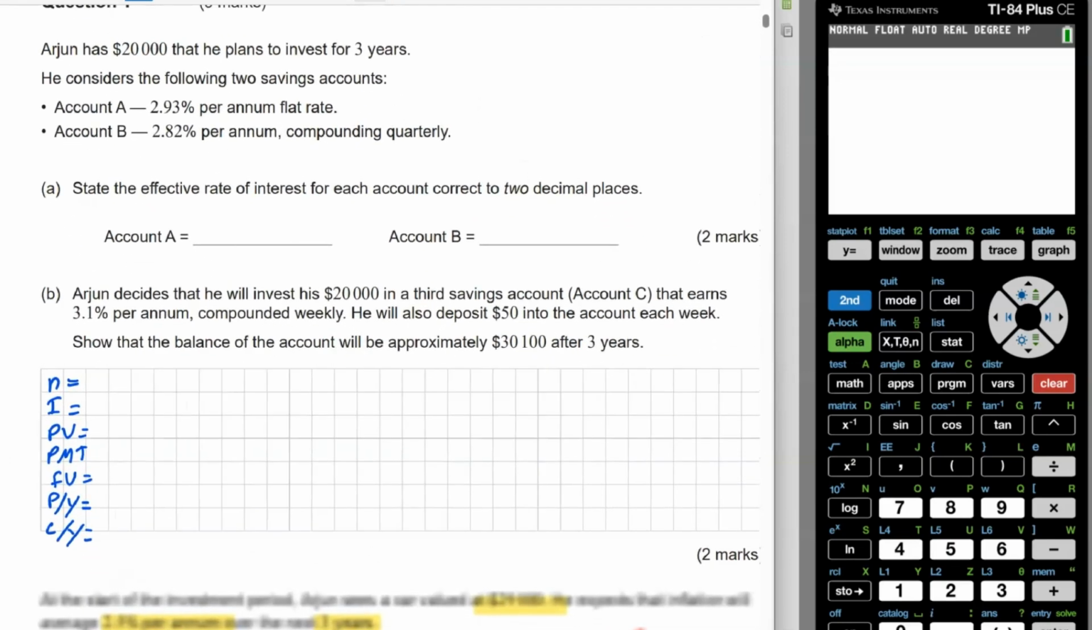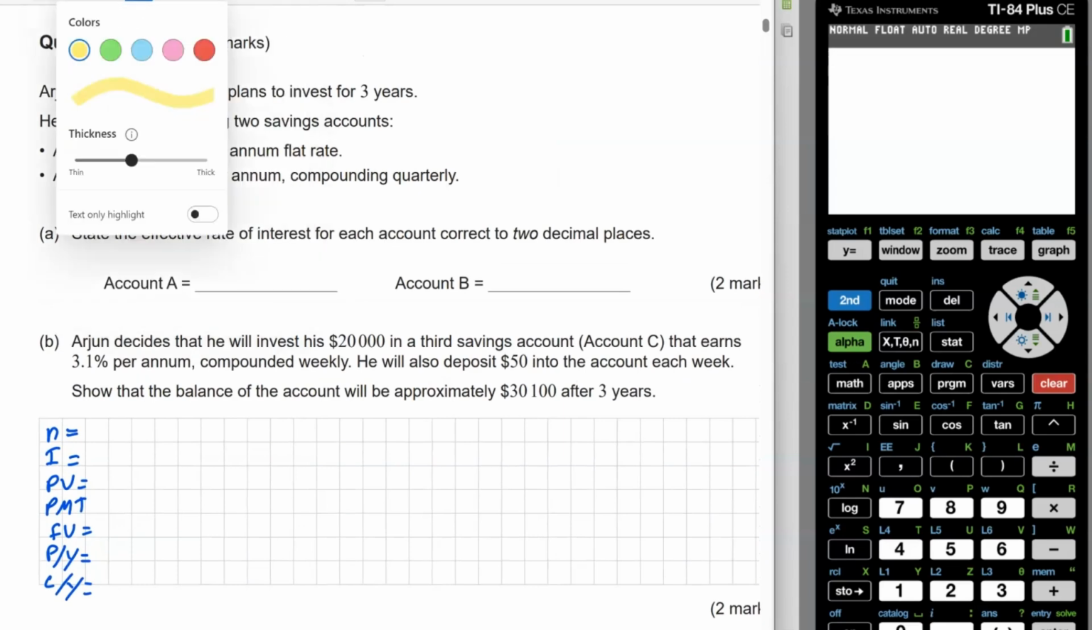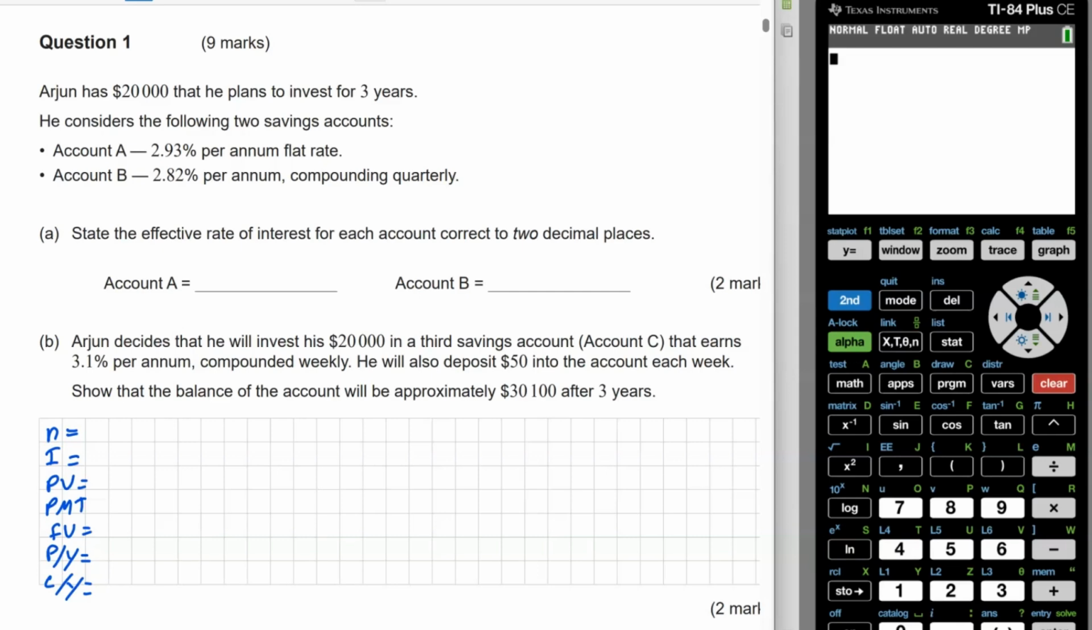Okay, so straight away from question 1 we're seeing that we have Arjun and he is going to invest for 3 years, and he's got 2 choices of where he wants to invest, account A and account B. Account A is saying that it's a flat rate. This just means that it's a simple interest account. And then account B is a compounding account. So if we're looking at these 2 accounts, you want to know what is the best investment.